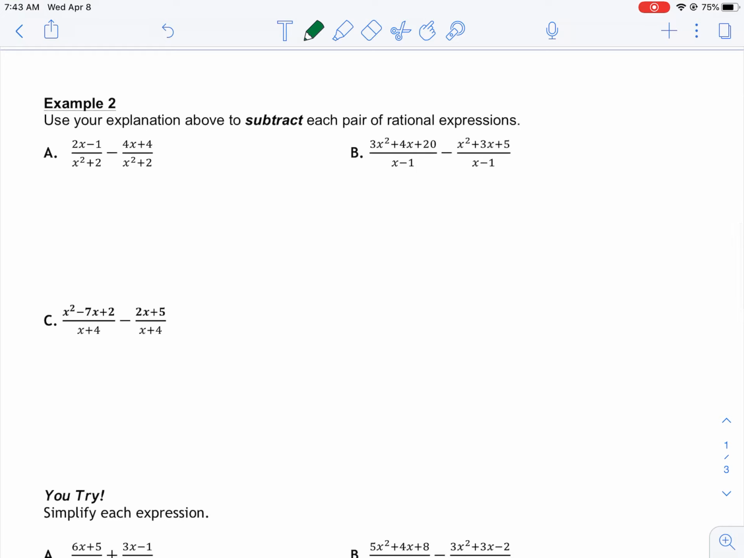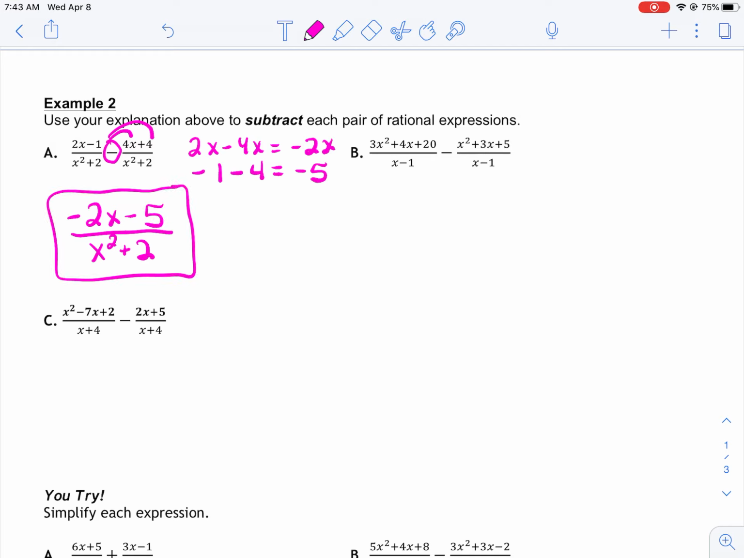Okay, so the next problem we're going to practice subtracting. Now subtracting is a little trickier because you have to distribute the minus sign. Okay, so in this next set of problems, we already have like denominators. Okay, so in this problem, our denominator is going to stay x squared plus 2. Okay, but when you subtract, you have to subtract the 4x and you have to subtract the 4. Okay, so you really have 2x minus 4x, which is negative 2x. And then you have negative 1 minus 4, which is negative 5. So on the top, you get negative 2x minus 5.